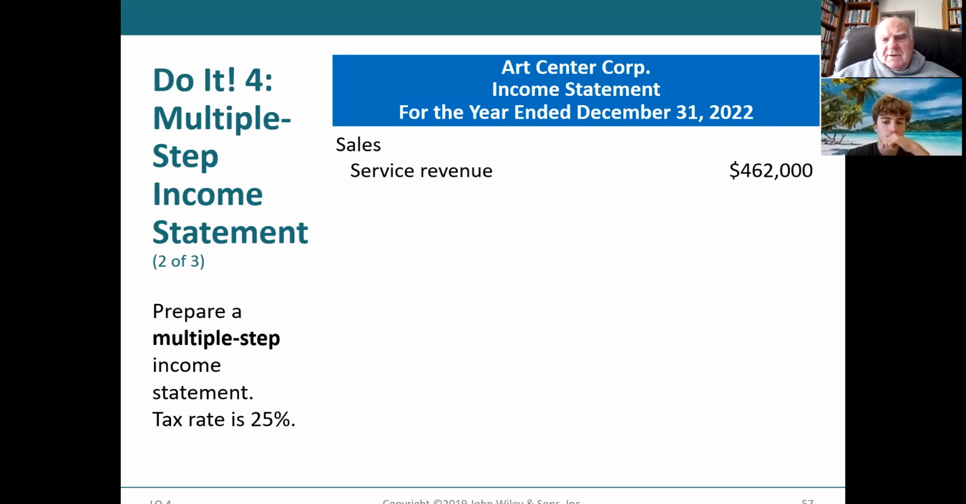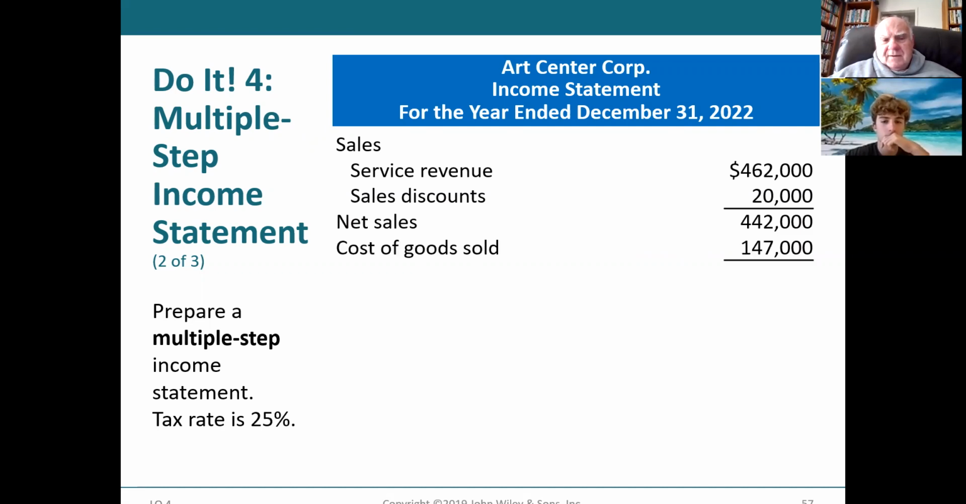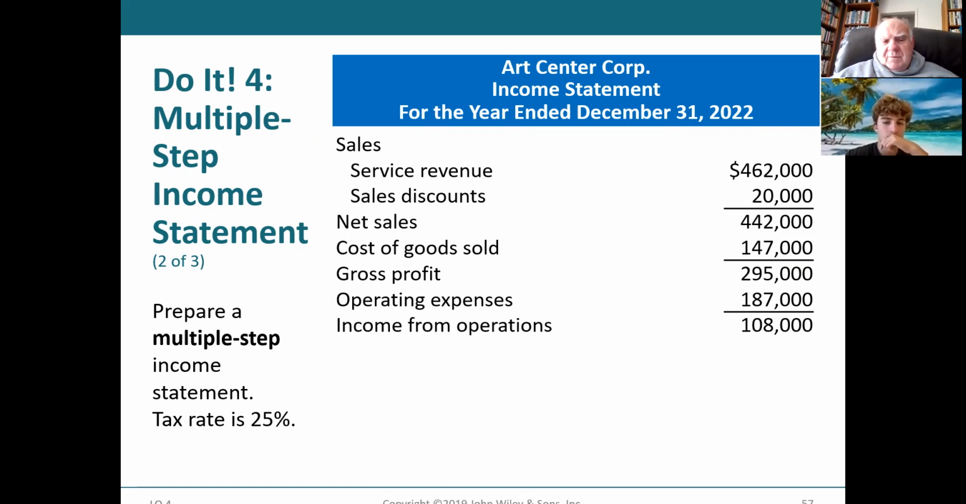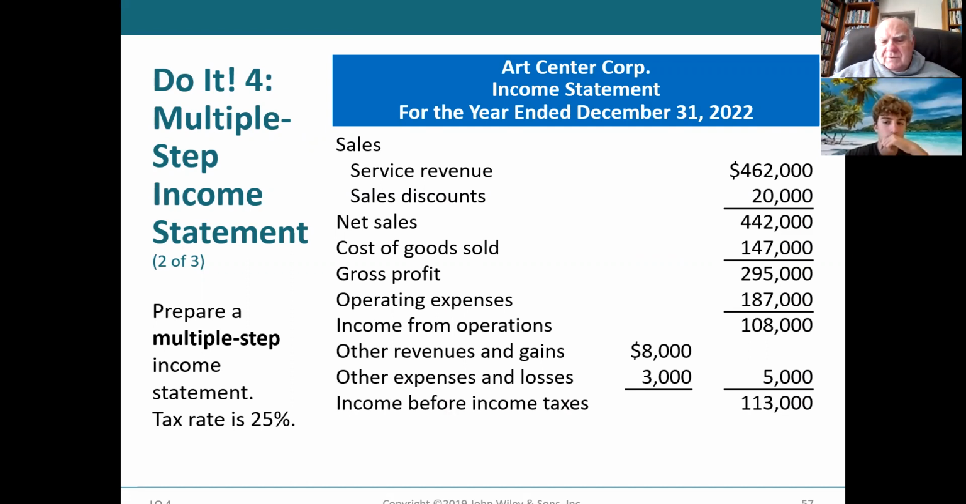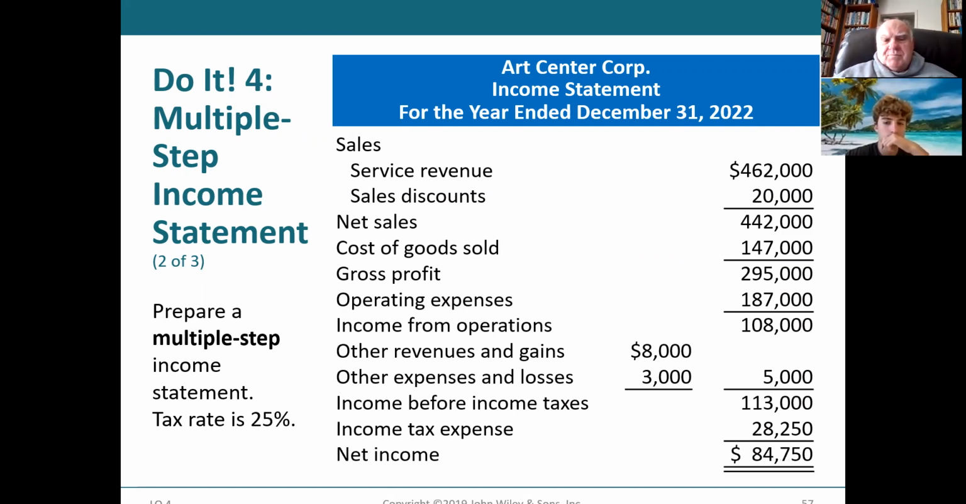So let's just take a peek. Sales minus sales discount equals net sales, step 1. Step 2, subtract cost of goods sold. Step 3, subtract operating expenses to get net income from operations. And then we have other expenses, revenues, and we subtract out, and there's our income before income taxes. 25% rate equals 28,250. So I would have this printed out, if you can do that at home, and have it in front of you when you're doing your homework, and a very important template to understand, okay?